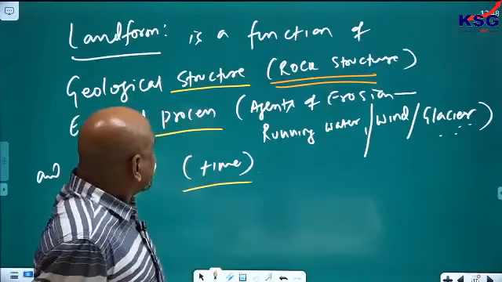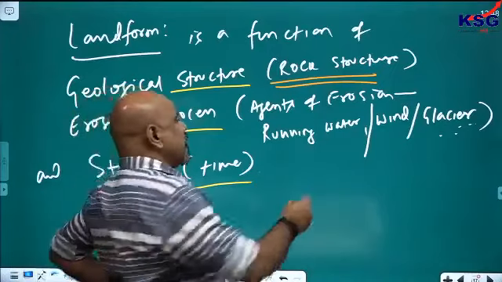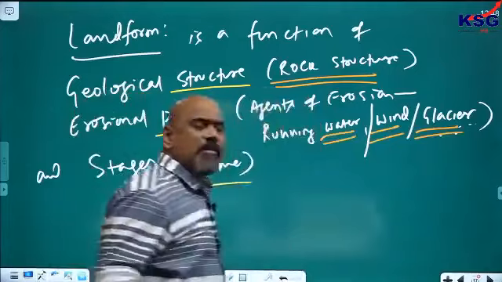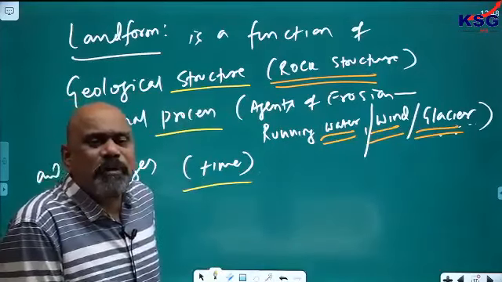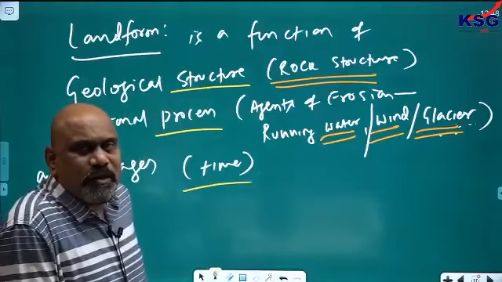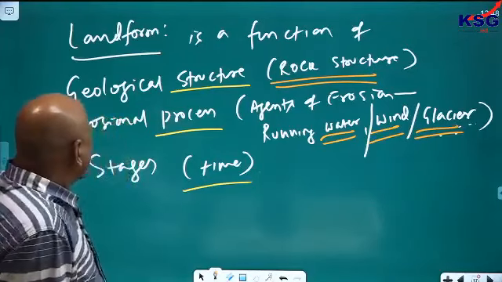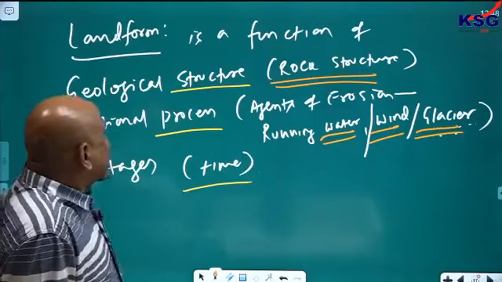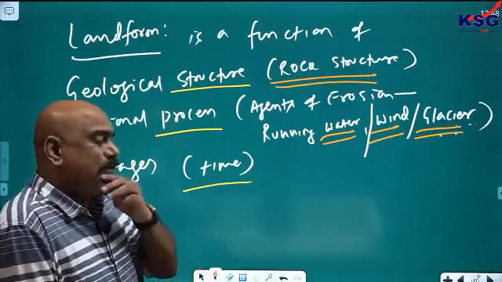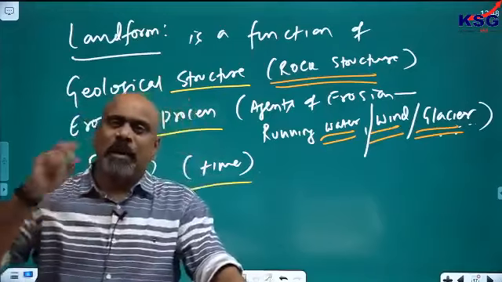Hard rock, the agent of erosion, if it is running water, the landform will be different. Same way have wind, landform will be different. Glacier, landform. So landform will differ with respect to different agents of erosion. It will depend on what the agent of erosion is. Different agents of erosion and stages, meaning time. In the same region with respect to time the landform also changes.